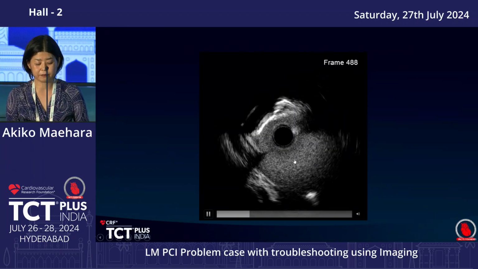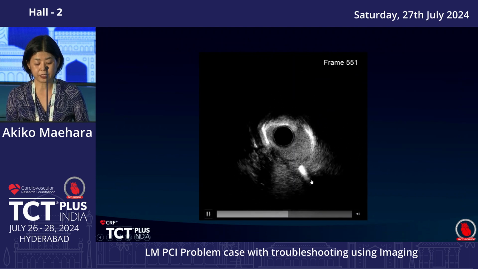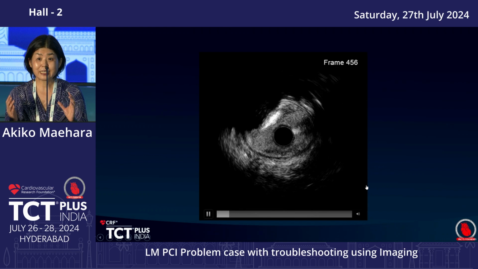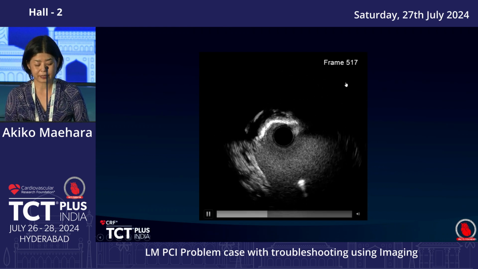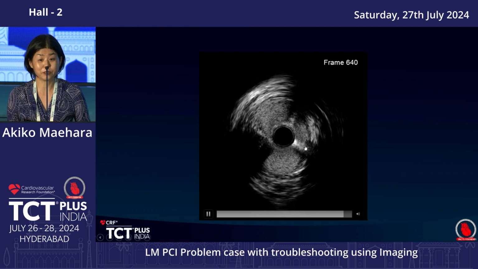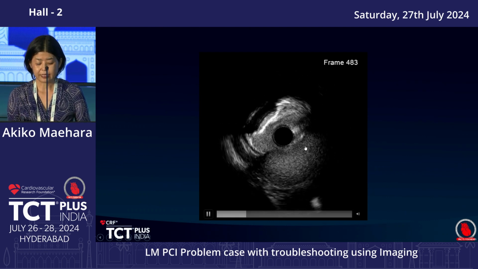This is IVUS pullback from the LAD. And coming to the left domain, this is the left domain. And what did you see? This left domain is actually not too bad. Coming back, this is the left domain. This calcium is really not too bad and quite focal.